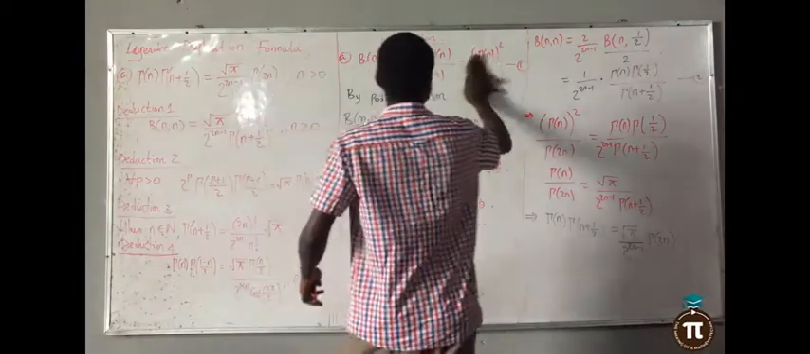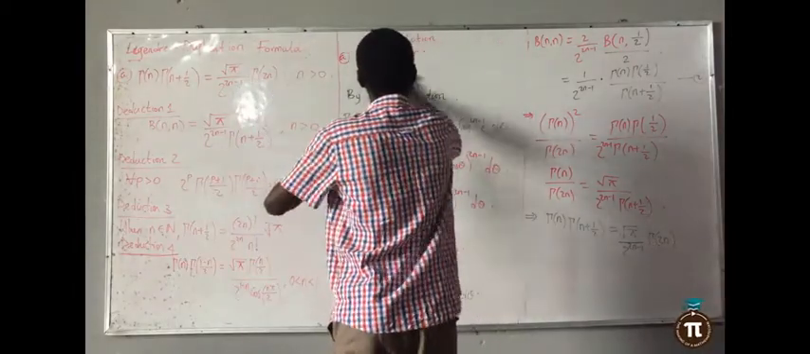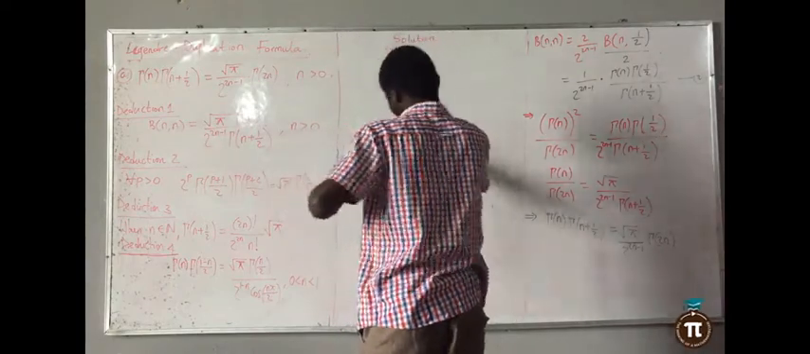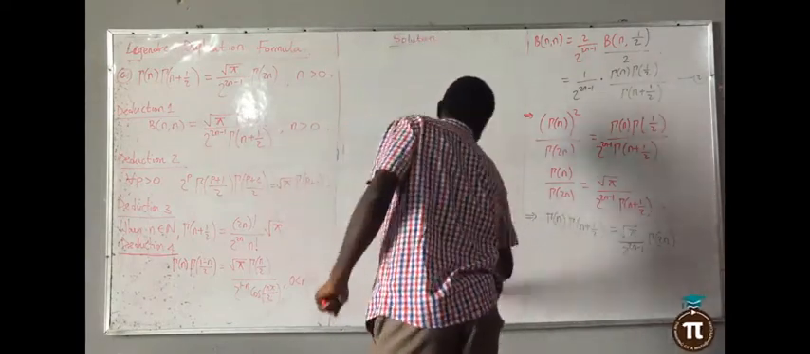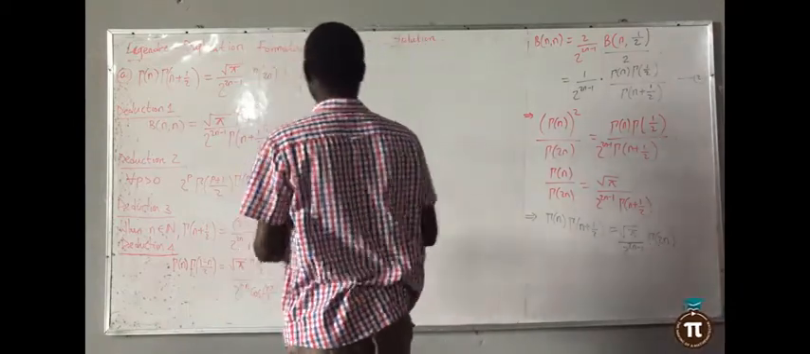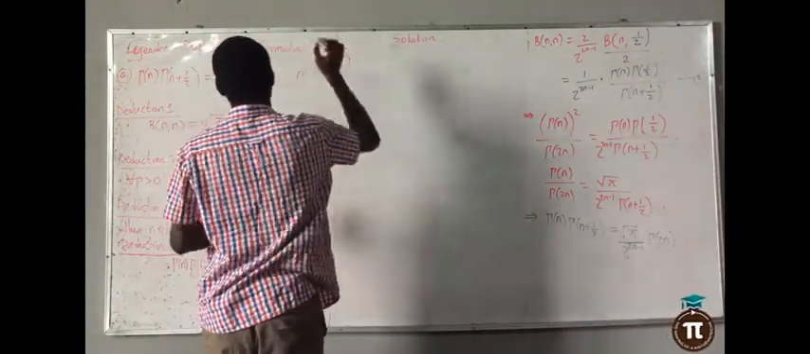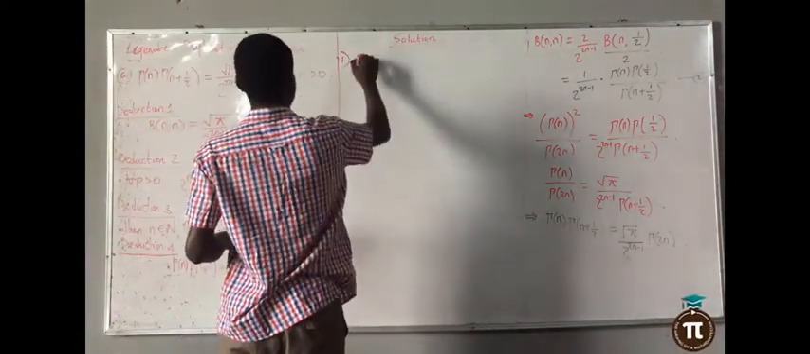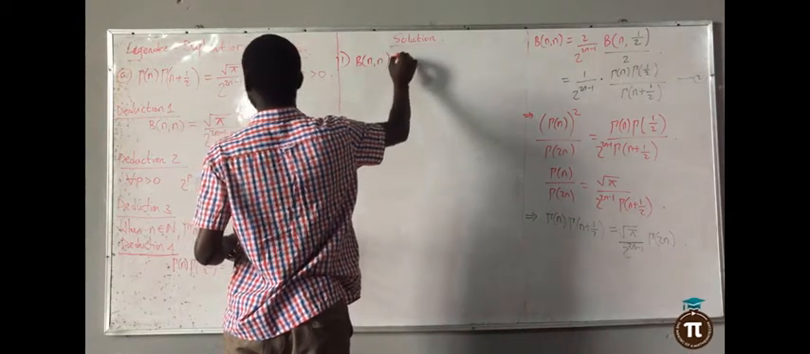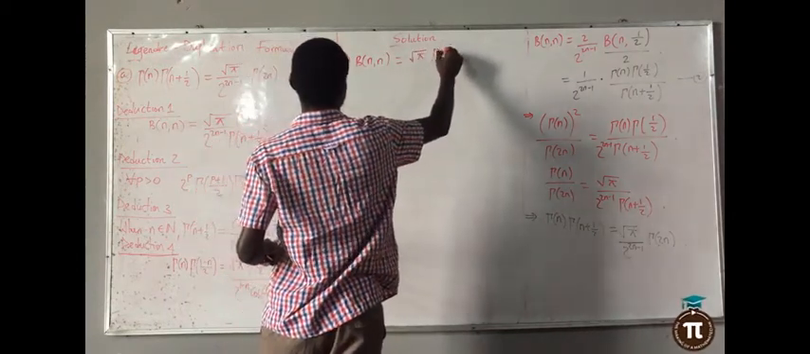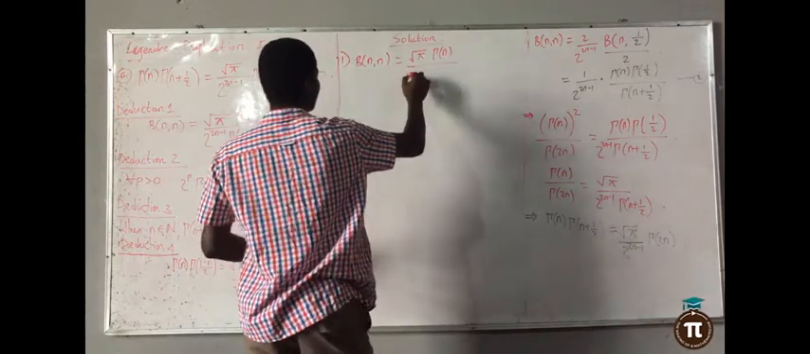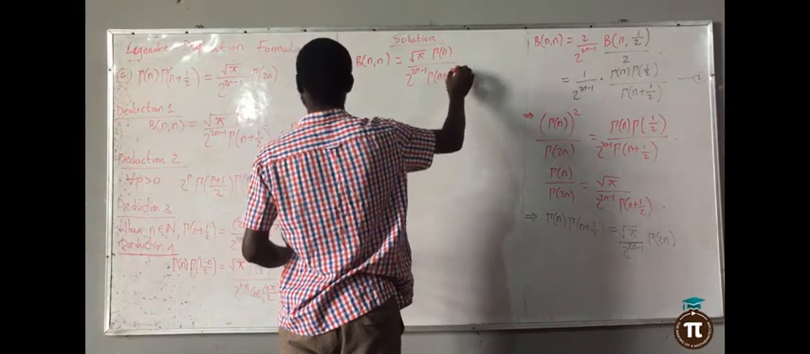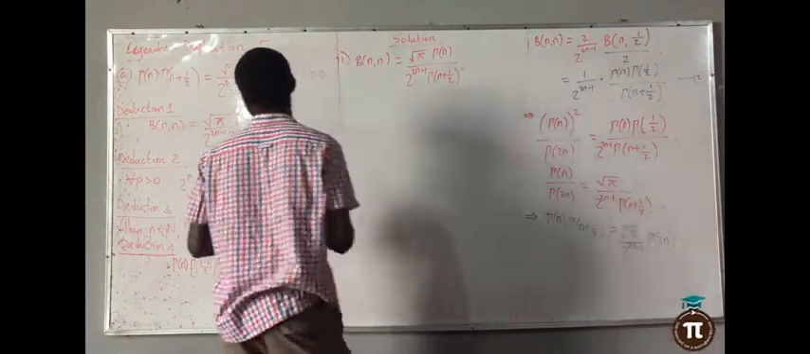Now let's come to the first deduction. It is from here they deduce so many of them, from what we just saw now. Deduction number 1, I have beta of n comma n is now equal to square root of pi, gamma of n over 2 raised to the power of 2n minus 1, gamma of n plus 1/2, where n is greater than 0.